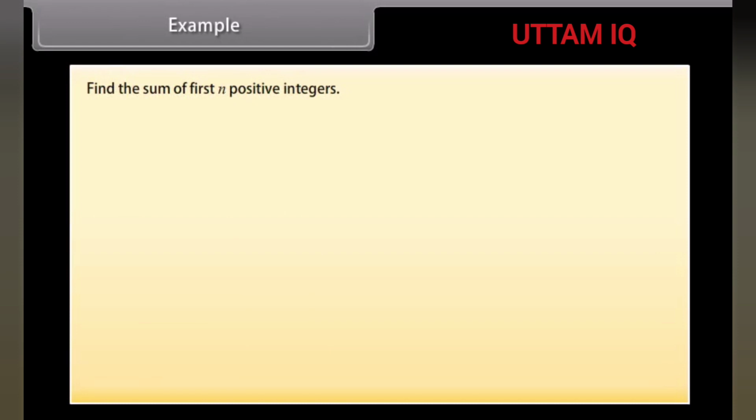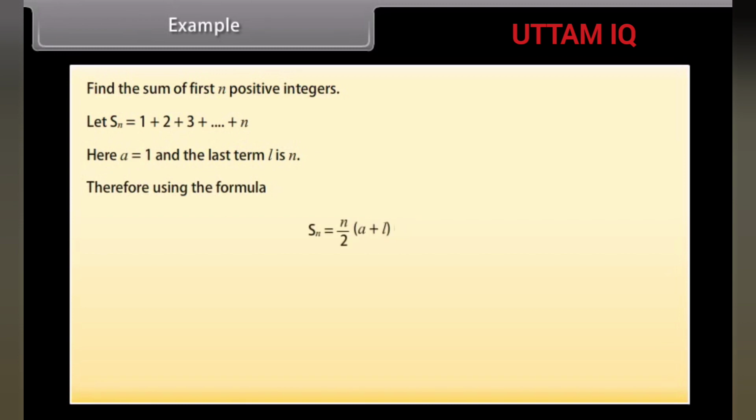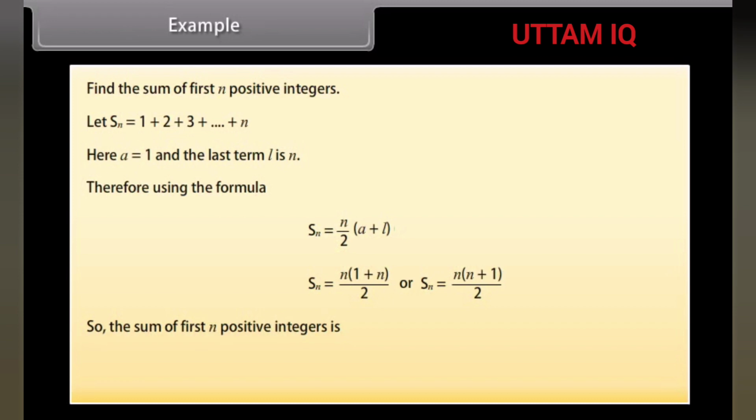Find the sum of first n positive integers. Let S_n be equal to 1 plus 2 plus 3 plus so on plus n. We can see that here a is equal to 1 and the last term l is n. Therefore, using the formula S_n is equal to n upon 2 into (a plus l), we get S_n is equal to n into (1 plus n) whole upon 2, or S_n is equal to n into (n plus 1) whole upon 2. So, the sum of first n positive integers is S_n is equal to n into (n plus 1) whole upon 2.